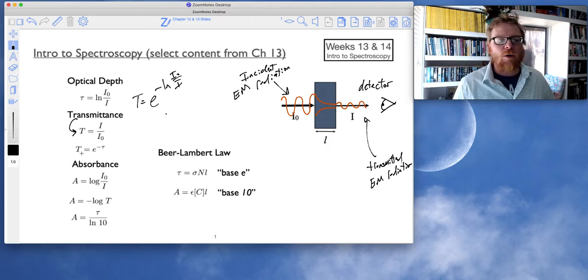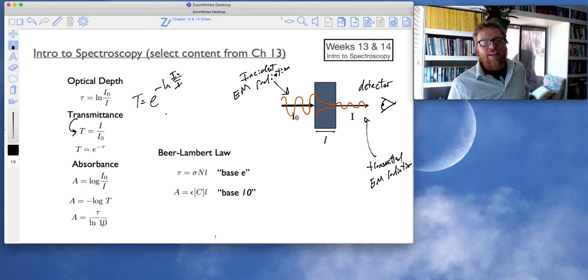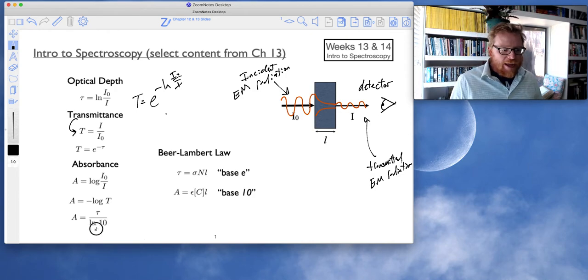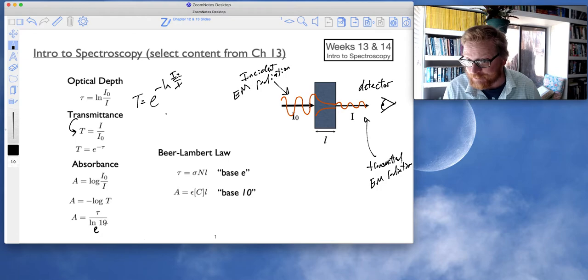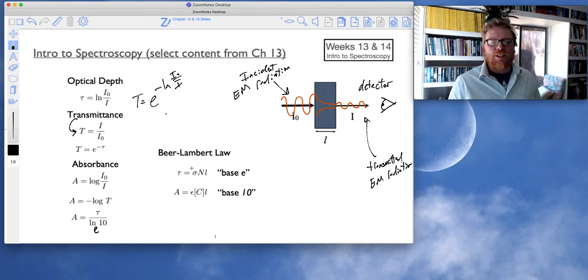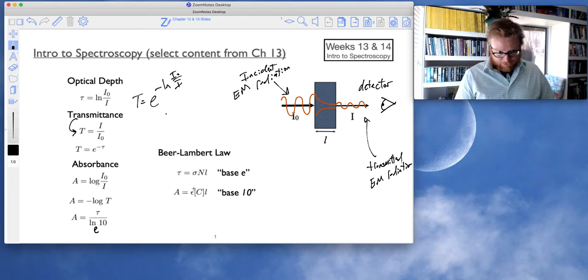But what that means is if I want to relate absorbance to optical depth, then I have to change my base. And the way that I change my base is by taking the log base e of 10. And that will convert that log base 10 into a log base e. So we can use the Beer-Lambert law, Beer's law, as we know more colloquially. But the Beer-Lambert law can be written for optical depth or absorbance.